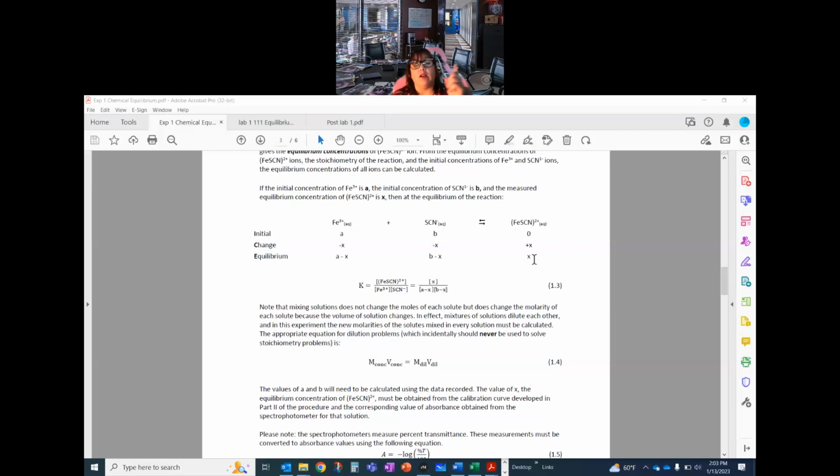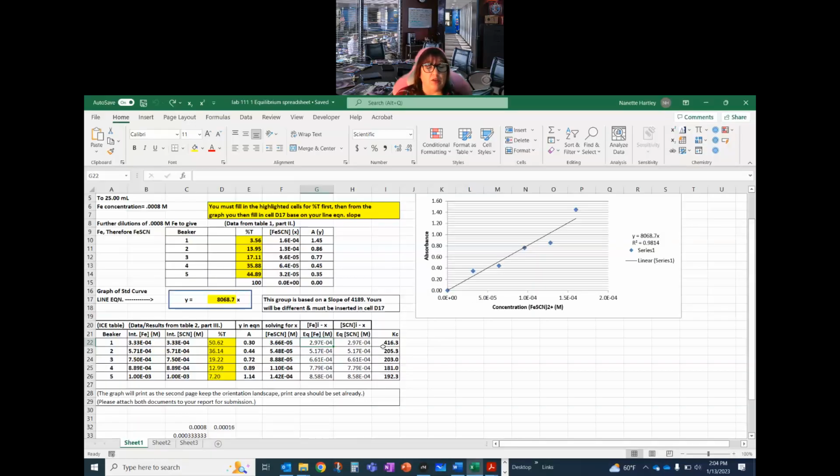You need to show that for the first beaker, every single part of that: what X is equal to, therefore what the Fe3+ is equal to, therefore what the SCN minus is equal to, and therefore how you set up the K and find that value. So that's what that's asking for. The other purpose of doing that is that the spreadsheet calculated these values for you, but this will verify the calculation done in the spreadsheet to make sure that it makes sense. And if it doesn't, we need to figure out where and why.